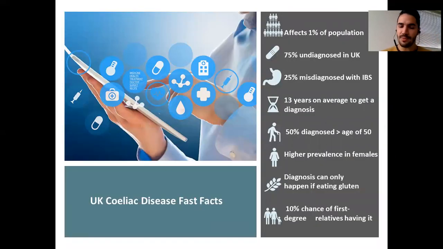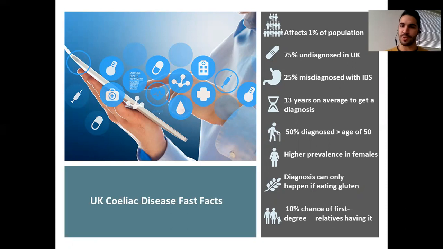So these are some facts about celiac disease in the UK, but I think it's fair to say that most developed countries will have similar statistics. Celiac disease affects about 1% of the population, so 1 in 100 people have celiac disease. However, we know that in the UK and in most countries, about 75% of people are undiagnosed.